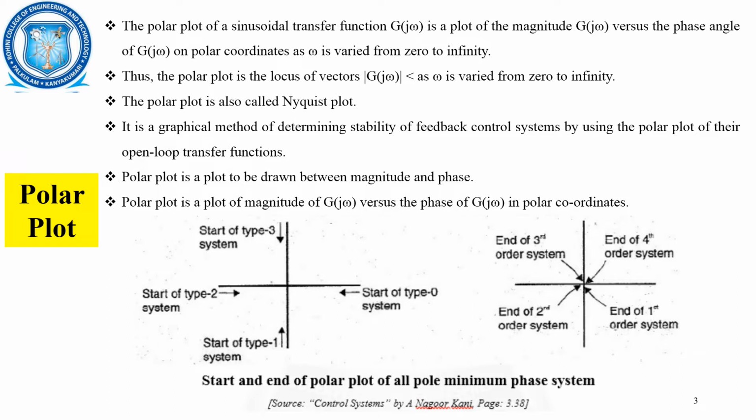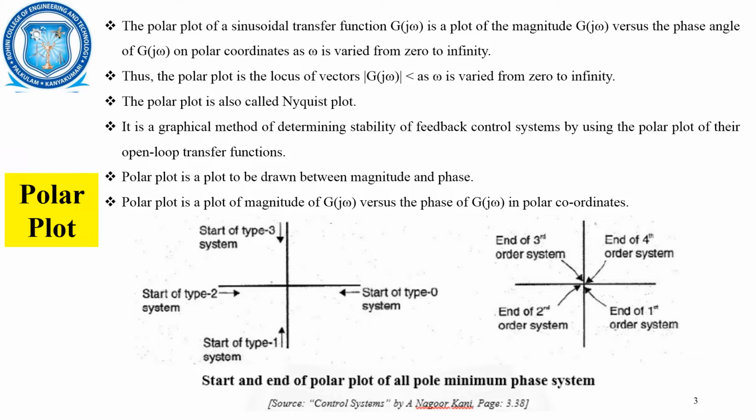Here the logic is, if it is a type 0 system, then the polar plot will start from the right hand side of the x-axis. If it is a type 1 system, then it will start from the bottom. If it is a type 2 system, it will start from the left hand side of the axis. And if it is type 3, it will start from the top. Similarly type 4, type 5, type 6, etc. onwards.